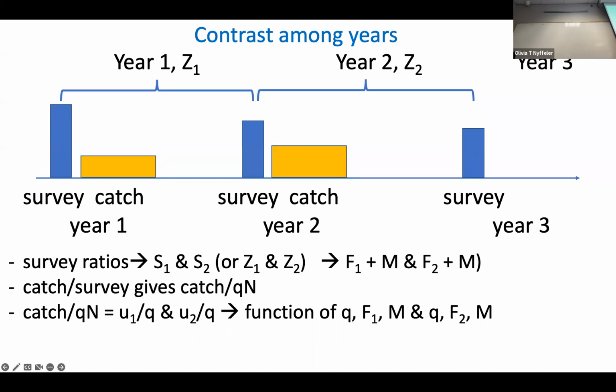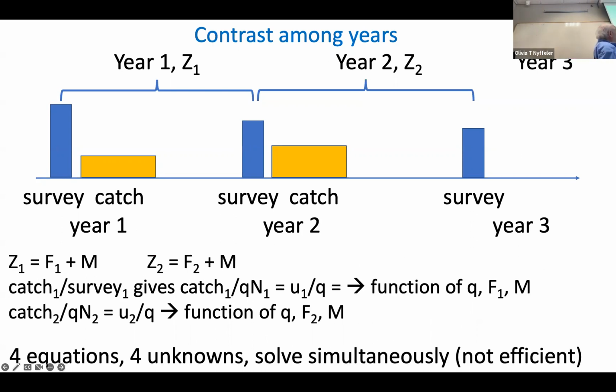Survey is proportional to abundance. So catch over QN is giving you exploitation rate in year 1 divided by Q, and exploitation rate in year 2 divided by Q, which are functions of Q and F1 and M, and Q and F2 and M. So while it seemed kind of complicated, which is my point, you wind up with 4 equations and 4 unknowns.